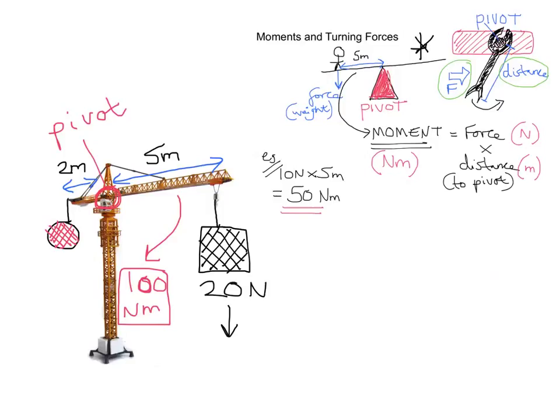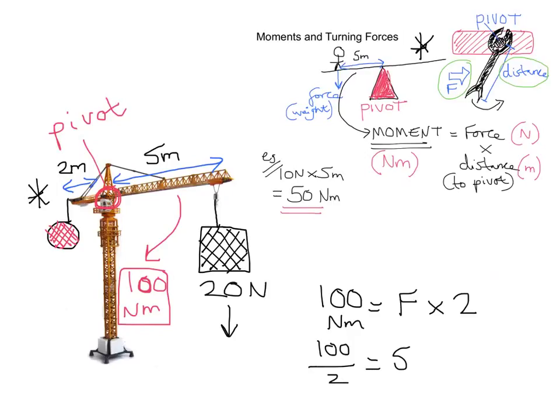Our moment is 100, because that's what we're trying to aim for on the left-hand side, this side where I'm just putting an asterisk. We need to work out F, what force we need to apply, times the distance, and the distance is 2. If we rearrange that, we get 100 divided by 2, which is 50. So 50 is the force we need. If this red ball had a force of 50 newtons, then this crane would be perfectly balanced.